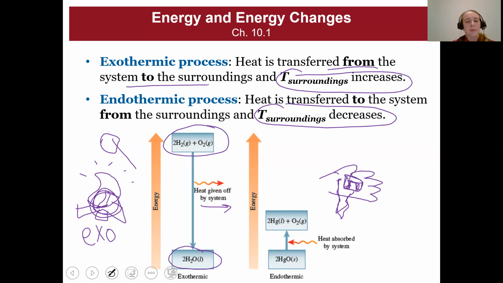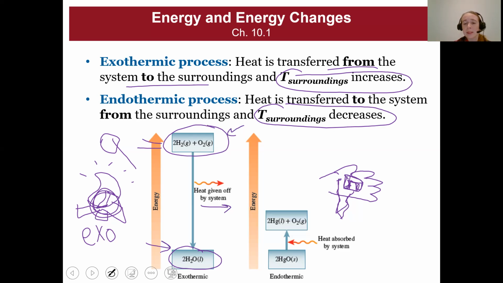And when we have an exothermic process, that means that the initial state of the system, so our hydrogen gas and oxygen gas, have a higher energy than our products. This arrow indicates the energy. So when we have a higher energy in our reactants than our products, heat is given off by the system.